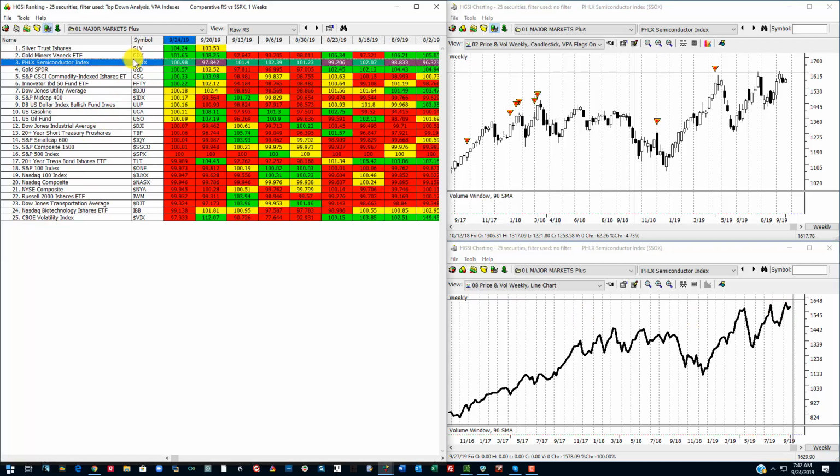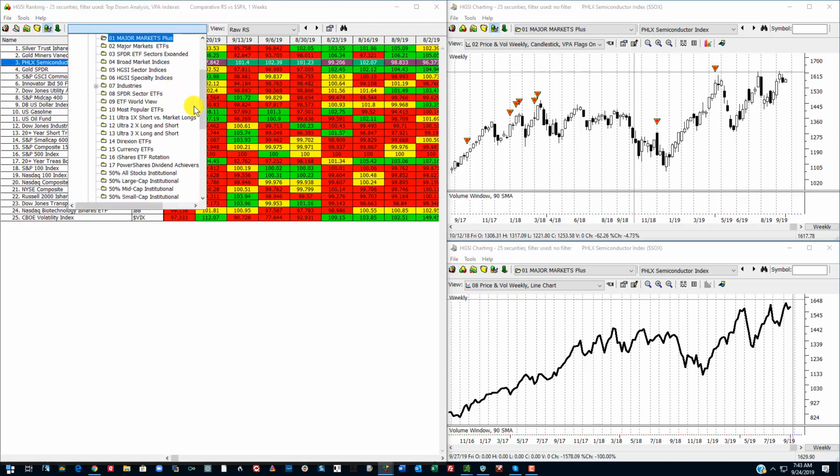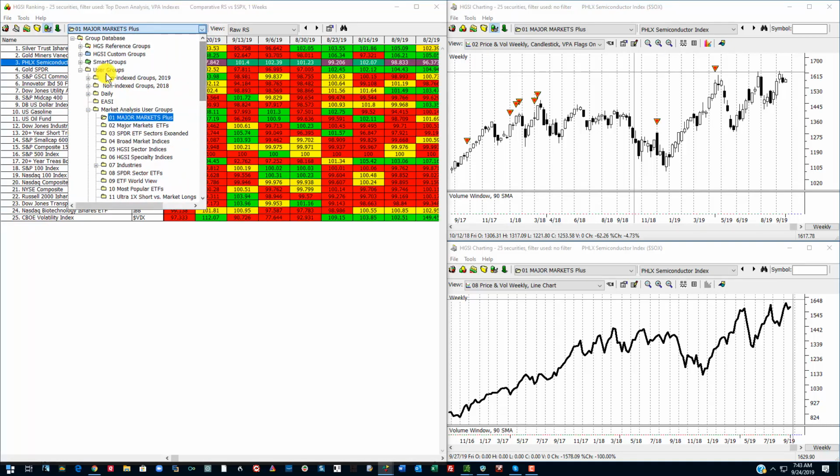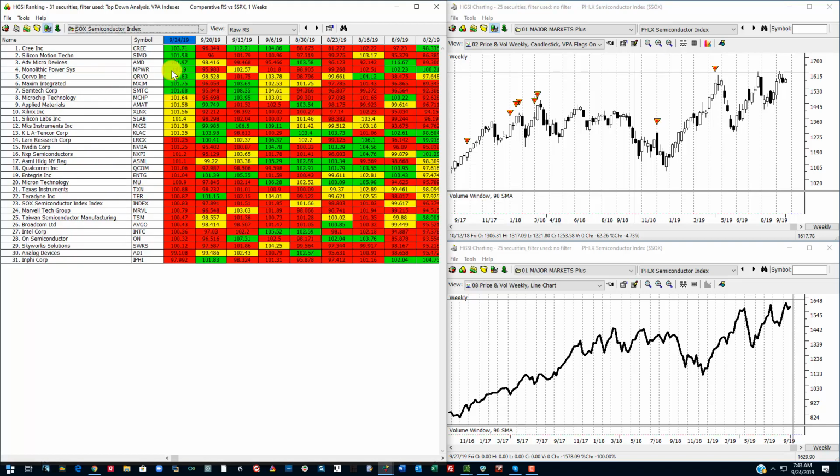Remember, this contains 30 stocks. And to see what these stocks are, I have to go to one of the HGSI indexes. So what I'm going to do is I'll just go up here to the top. You can see how easy it is to move around the program. I don't want the ETF component. I want to scroll down here to the major market index components, and I'm going to go to the semiconductor index, and this shows me the stocks that are contained in here.